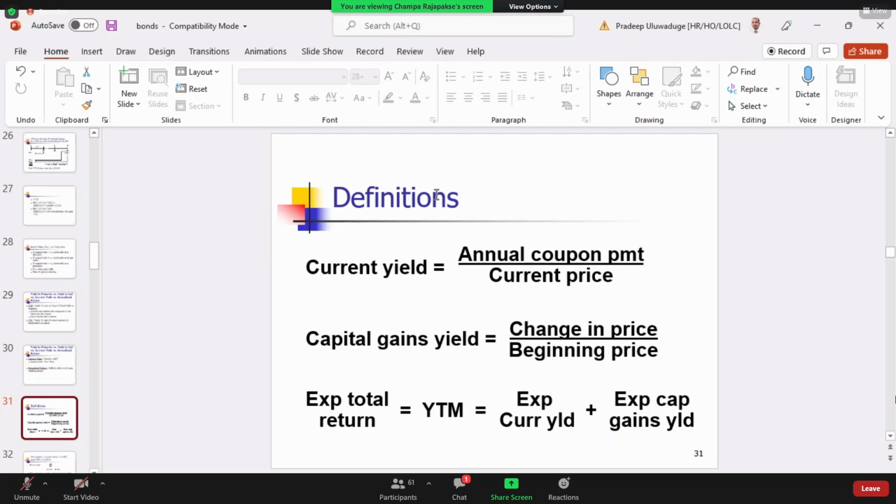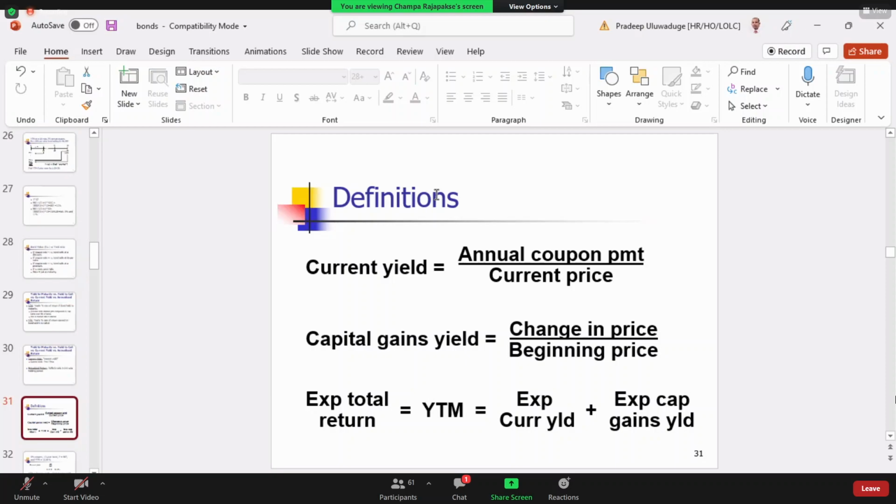Okay, definitions. Current yield is calculated as annual coupon payment divided by the current price. Then capital gains yield is the change in price divided by the beginning price. The change in price is the difference between the beginning-of-period price and the end-of-period price.